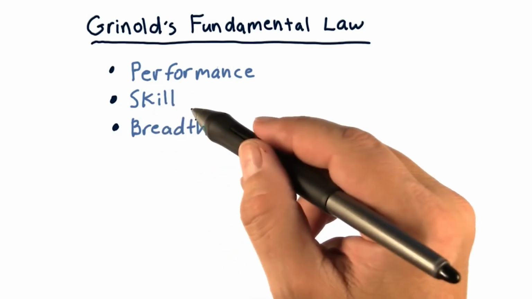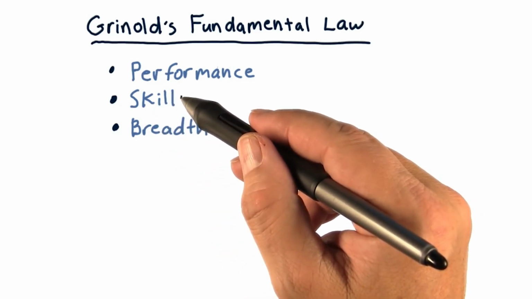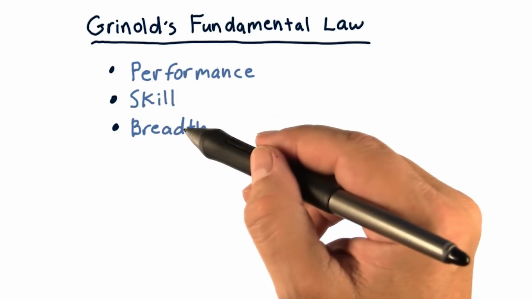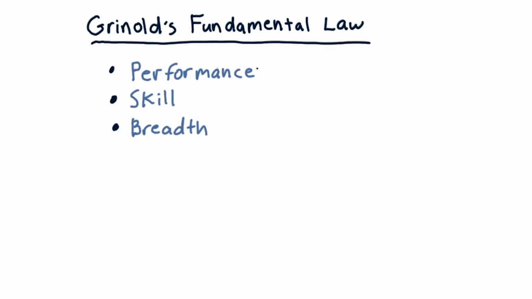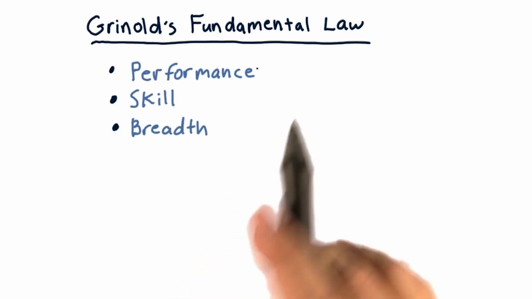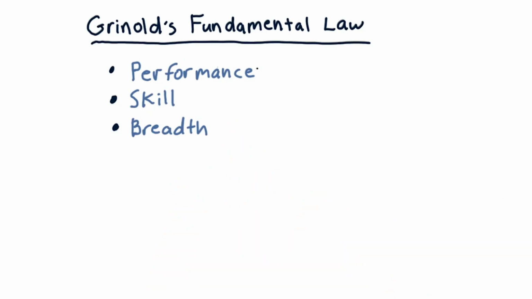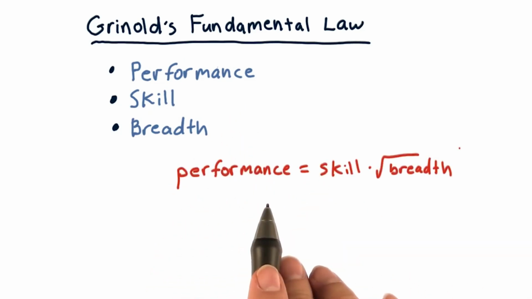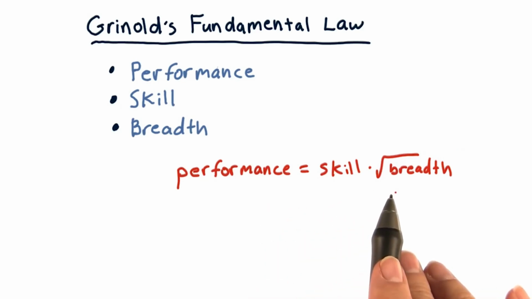So Grinold felt that there must be some equation whereby we could combine skill and breadth to create an estimate of performance. He developed a relationship he called the fundamental law of active portfolio management. I'm going to state it here at the beginning of the lesson and then spend the rest of the lesson trying to justify it and show you why it makes sense. And here's his expression: performance is equal to skill times the square root of breadth.